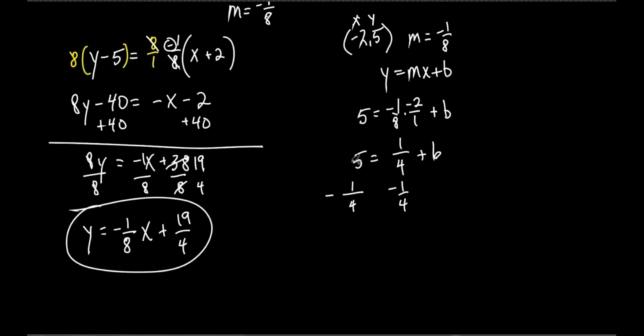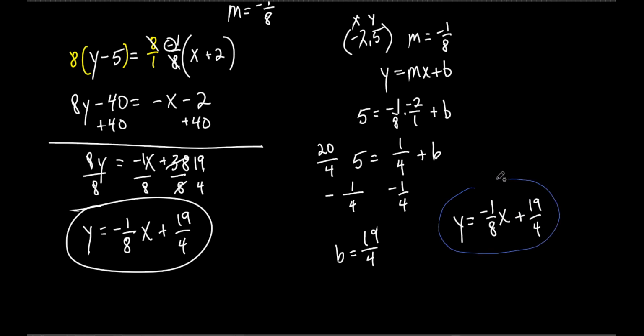What am I going to change 5 into, though? If I'm going to go 5 minus 1/4, common denominator would be 4. What's going to be on top then? What over 4 is equal to 5? 20. So what's 20 minus 1? 19 over 4. And there's your y-intercept. And you're basically done, because you've got to write the equation of the line now. So what is it? Y equals negative 1/8 x plus 19 over 4.